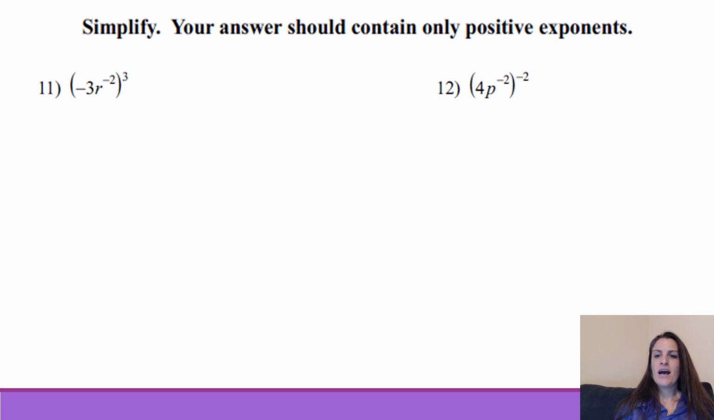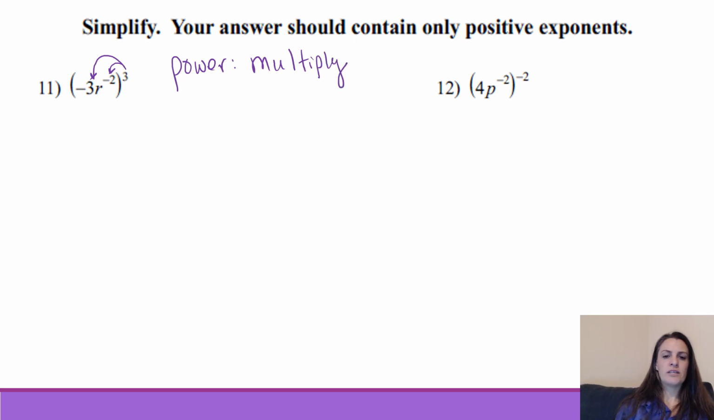Here we go, guys. Simplify and make sure you only contain positive exponents. So power to a power. The -3 does have a power. It has a power of 1. We're going to raise it to the third. R to the -2, we're going to raise that. So in this case, when we have our power to a power, we have to multiply our exponents. So that's -3 to the third power, and then r to the -2 times 3.